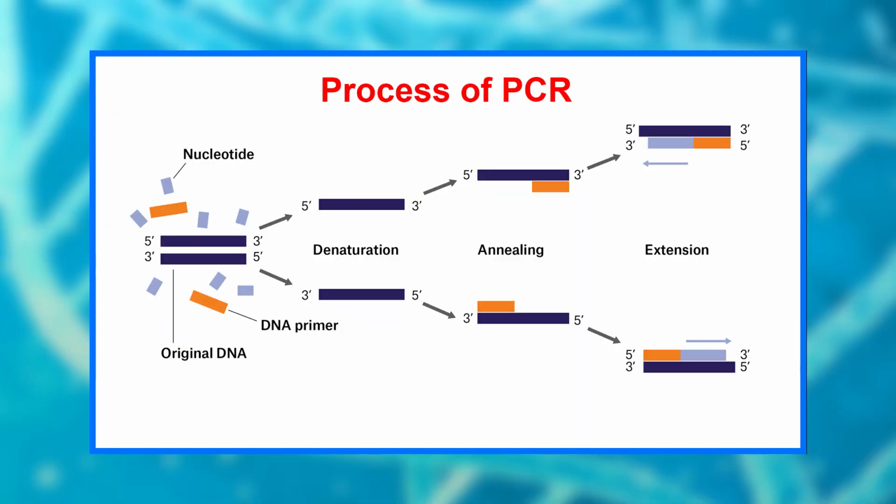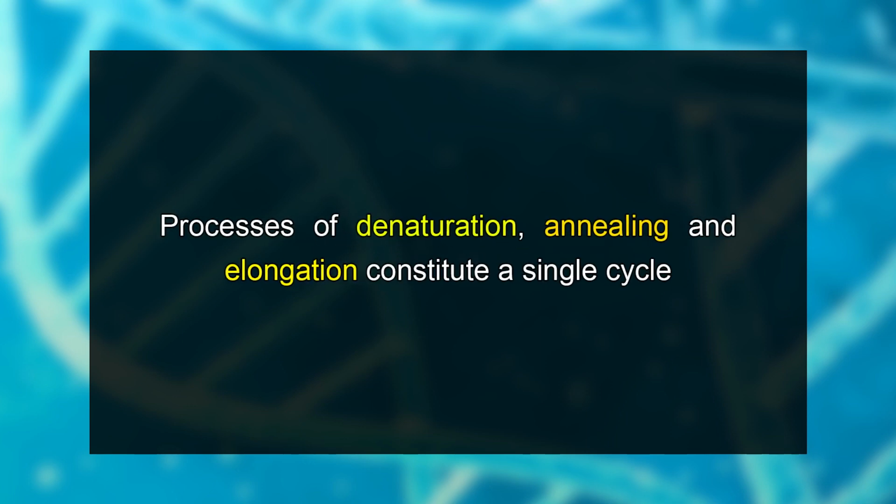With each successive cycle, the original template strands plus all newly generated strands become template strands for the next round of elongation, leading to exponential or geometric amplification of the specific DNA target region. The processes of denaturation, annealing, and elongation constitute a single cycle. Multiple cycles are required to amplify the DNA target to millions of copies.